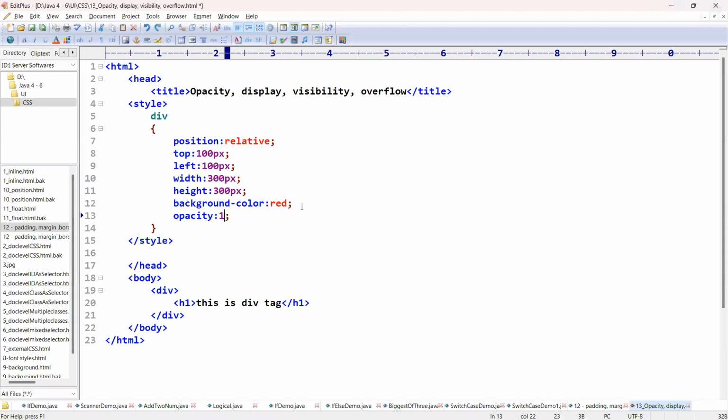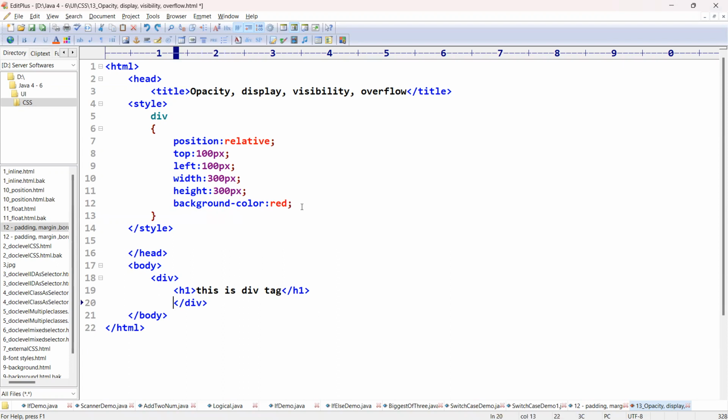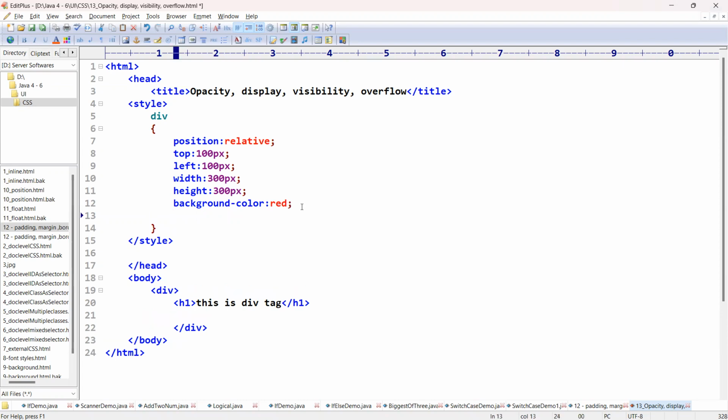So what is this? What is this property? Opacity. Okay, so this is the opacity property.